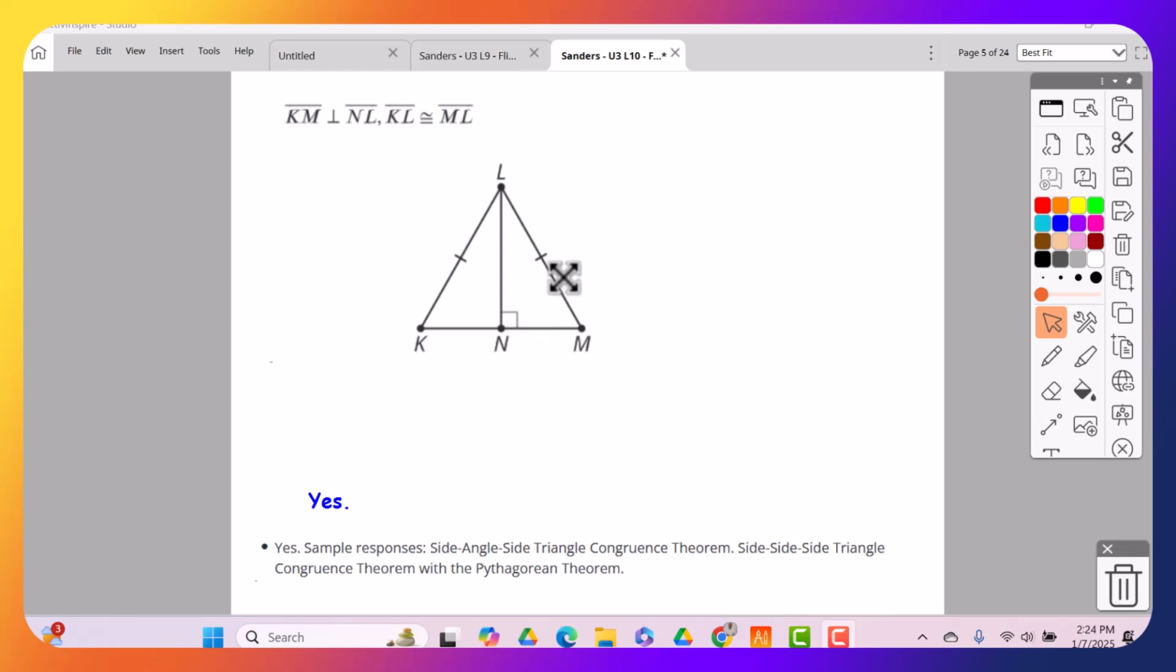And of course, if we used the Pythagorean theorem a little further, we could say that NM and NK are congruent, and then we could have side-side-side.